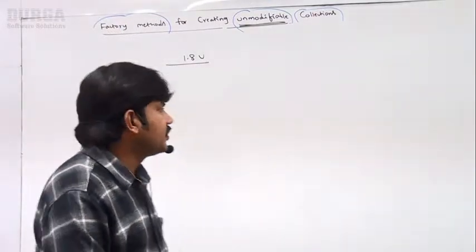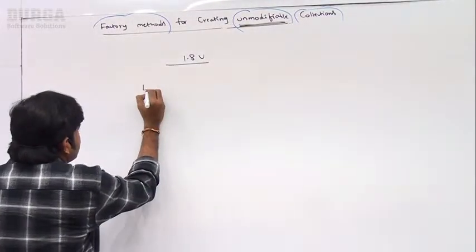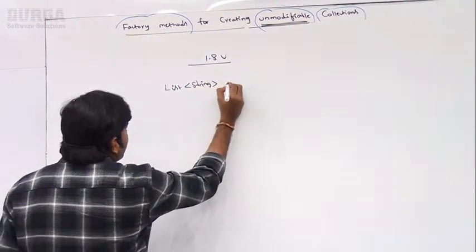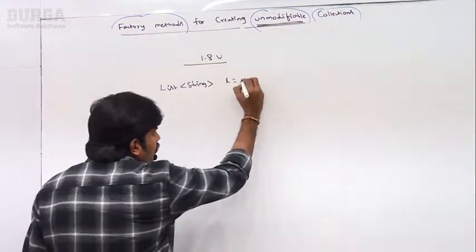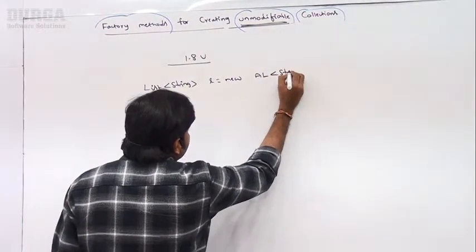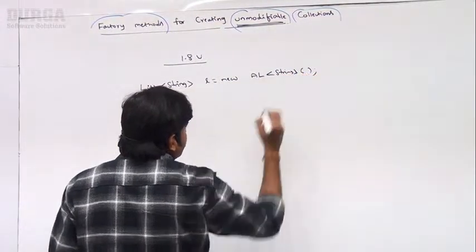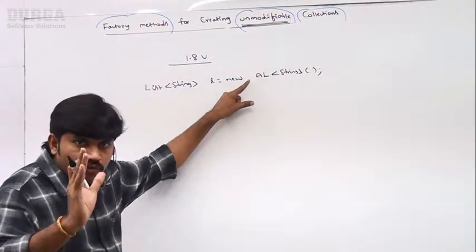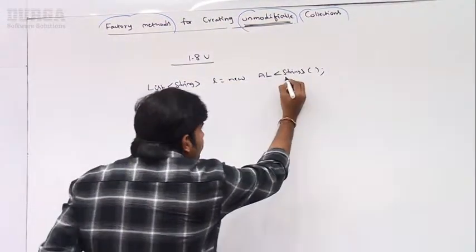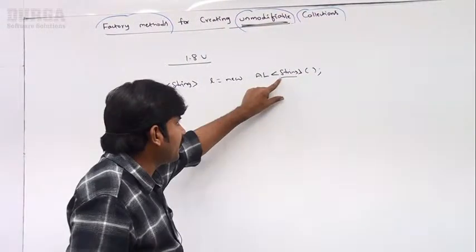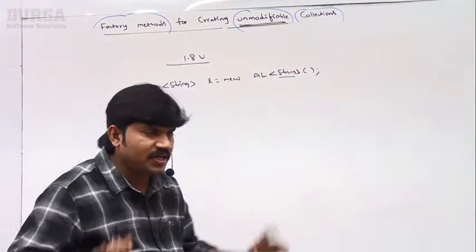How you can create, sir? Very simple. Just observe that. List of string I am taking. L is equal to new ArrayList of string. List of string L is equal to ArrayList of string. I am creating an ArrayList object which can hold data of string type. Is it clear for all of you? Sir, string type of objects it is going to hold, one normal ArrayList.